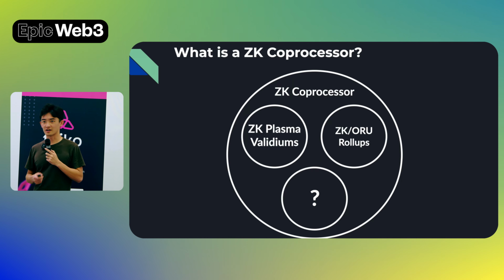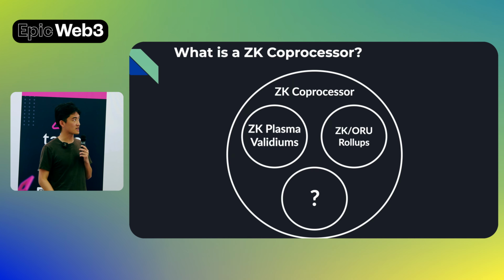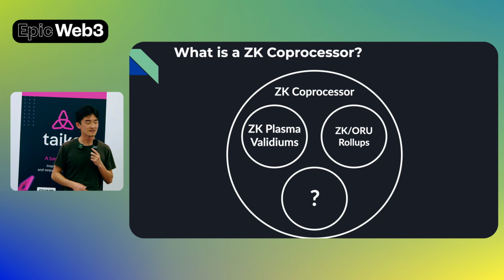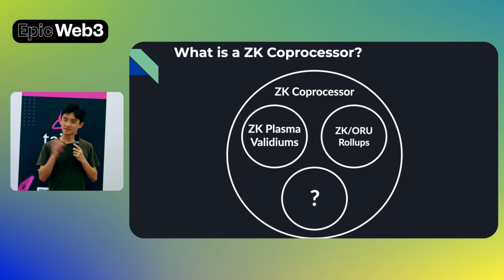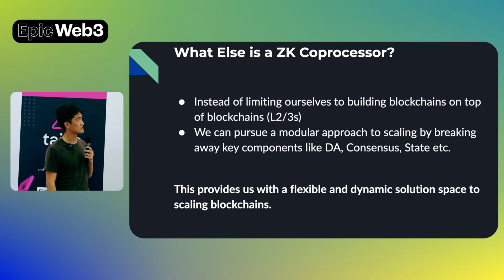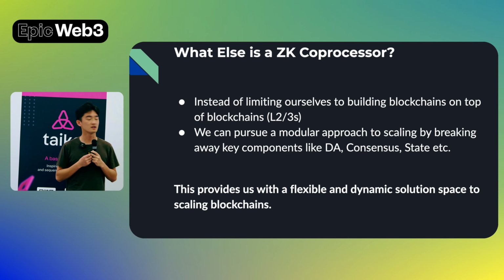Because of that, I want us to think about a ZK coprocessor as a generalized framework. It's a generalization of existing scaling methods like ZK rollups, as well as ZK plasmas and validiums, which Vitalik has been pushing. But because of this, there are also some more novel models and architectures that we can adopt thanks to ZK. So now the question is, what else is a ZK coprocessor?